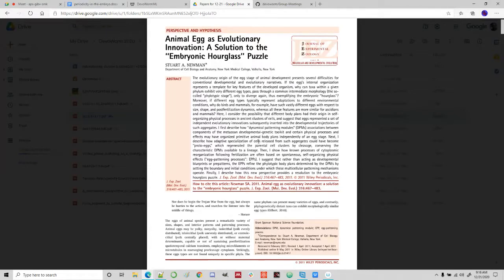Next, I describe how adaptive specialization of cells released from such aggregates could have become proto-eggs, which regenerated the parental cell clusters by cleavage, conserving the characteristic DPMs available to a lineage. Then I show how known processes of cytoplasmic reorganization following fertilization are often based on spontaneous self-organizing physical effects, what he calls egg patterning processes. And he gives an acronym, EPP, because people like acronyms. I suggest that rather than acting as developmental blueprints or pre-patterns, the EPPs refine the phylotypic body plans determined by the DPMs by setting the boundary and initial conditions under which these multicellular patterning mechanisms operate.